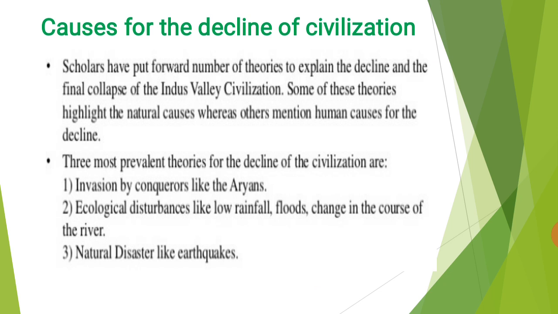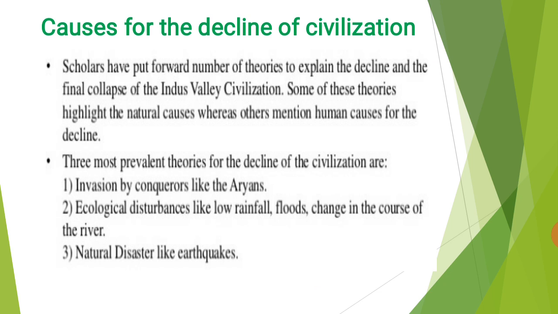After all this learning about the glory of the Indus Valley civilization, you may wonder how this beautiful civilization declined. There are many causes for the decline of the civilization. Scholars have put forward a number of theories to explain the decline and the final collapse of the Indus Valley civilization. Some of these theories highlight natural causes, whereas others point to human causes. Let us know what the real causes for the decline are.